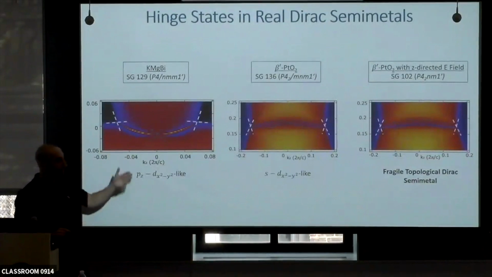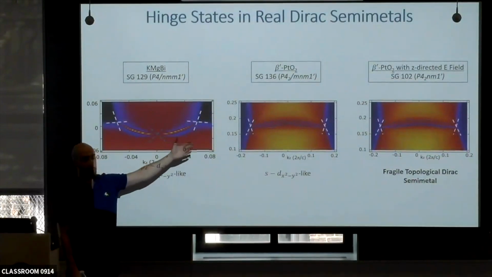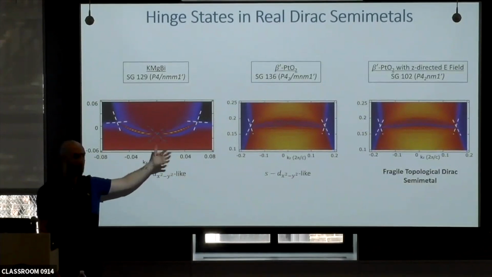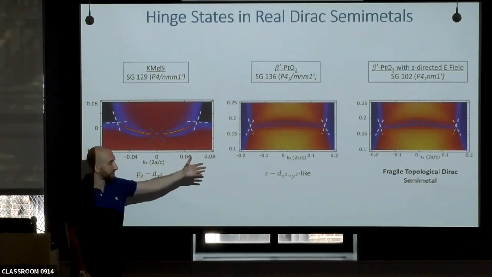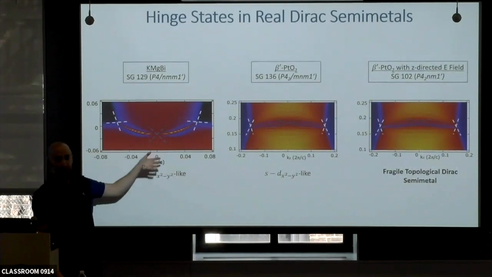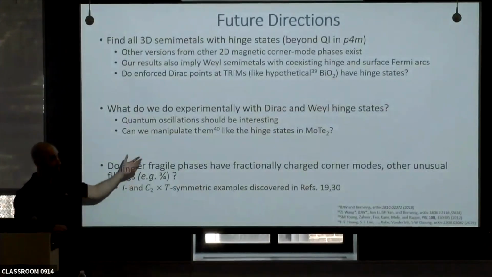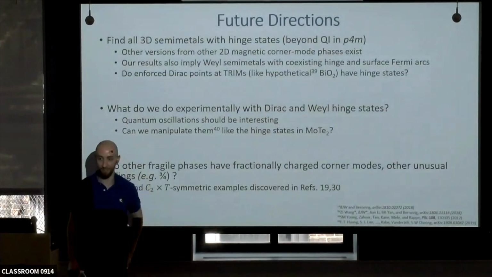And so we also calculated a bunch of other ones, including some Euler-Chern Dirac semimetal. And so we see if you apply an electric field, you can see these fractionally charged corner states, k equals 0. And you can play with this a bit more and get some other versions. So I'll leave up the future directions and take questions. So thank you very much.